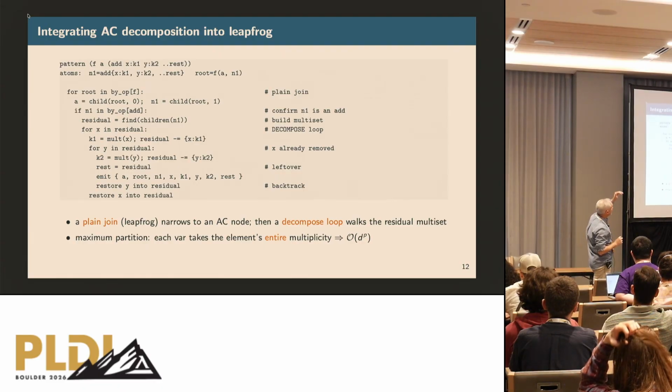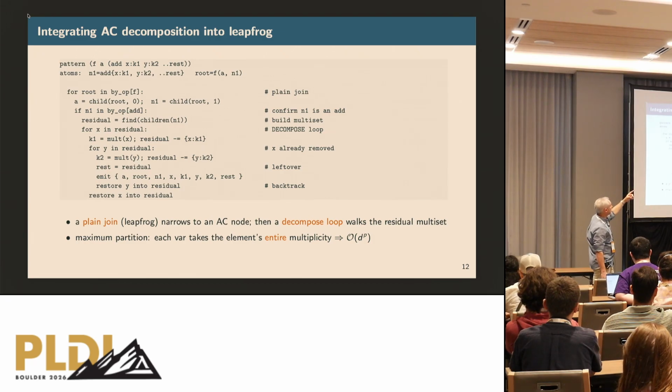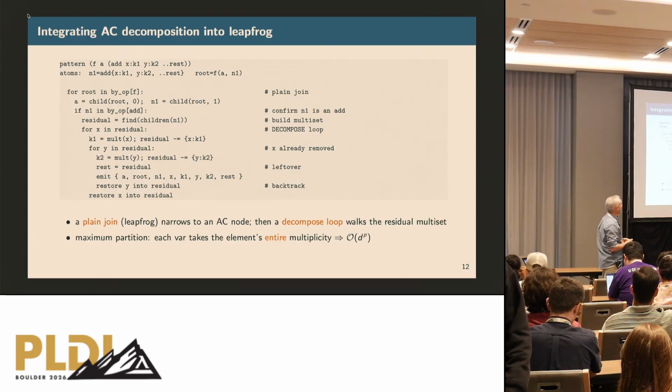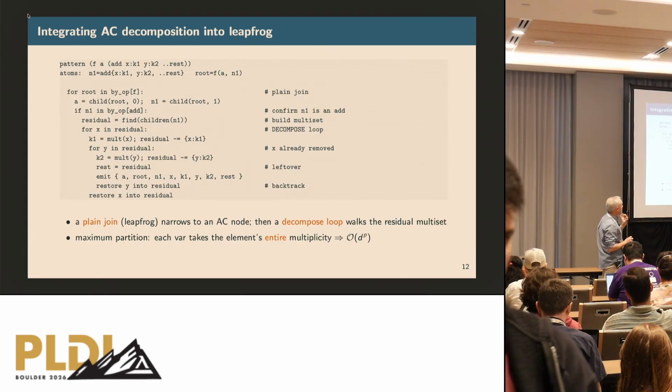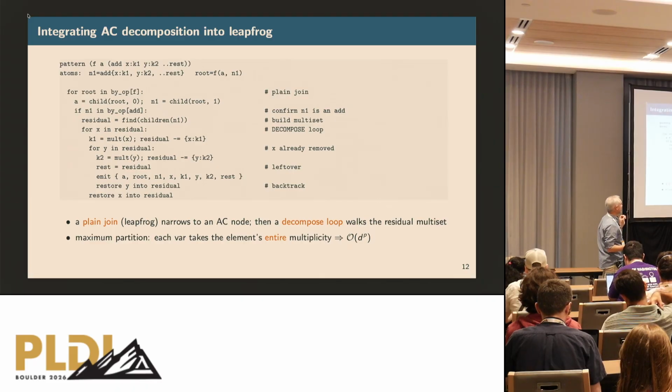So we start kind of the same. We start from the root, let's say. We match all these nodes. We bind a, we bind n1. In that case, n1 is going to be forced to be a node that has the AC operation add. And then at this point, that's where we start stepping into the AC decomposition of the pattern. So we bind the residual to all the children of node n1.